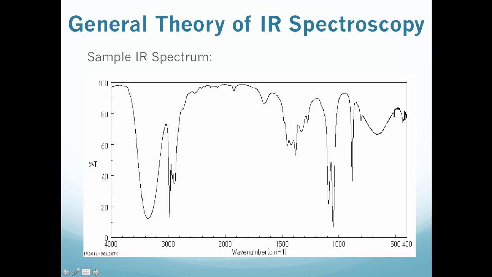Okay, the first thing we're going to look at is some of the general theory behind IR spectroscopy. And here we have a sample spectrum. This is an IR spectrum of ethanol. And you can see along the spectrum we have all of these different peaks going across it. So we want to find out what about this molecule causes these peaks to show up at different regions of the spectrum.